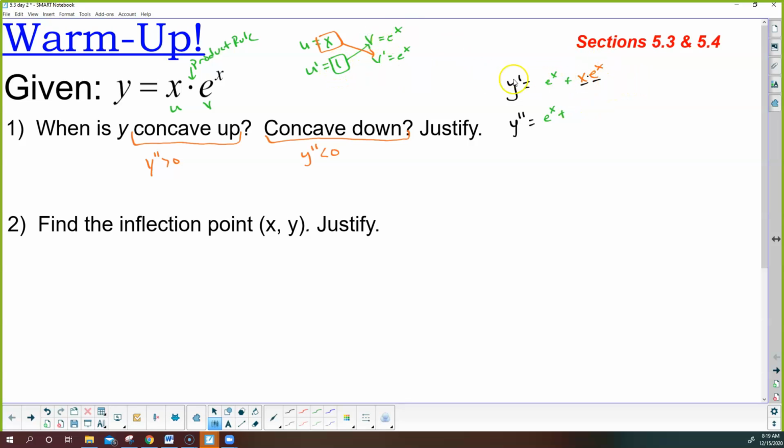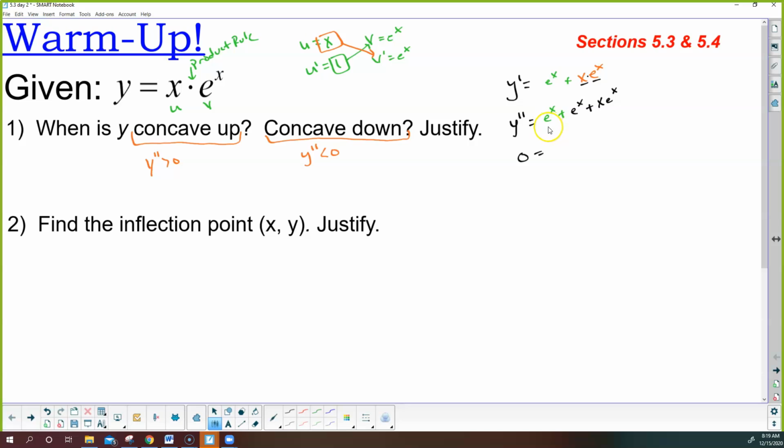But it's the first term times e to the x. So 1 times e to the x is just e to the x. And then it's x times e to the x. And there is my second derivative. Right? So now we have to actually set that equal to 0. Concavity is where the second derivative changes, so we've got to find the potential inflection point. So we're actually doing some of the work for number 2 as well right here.